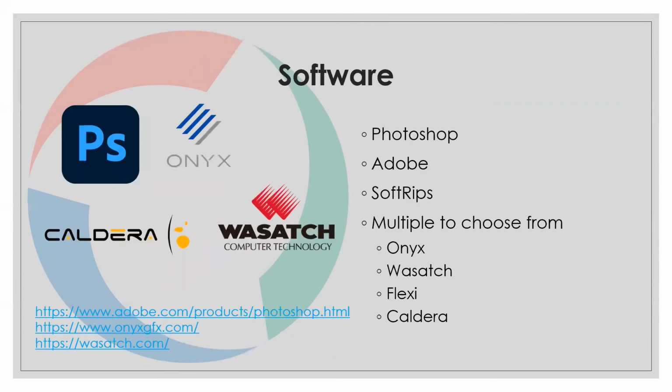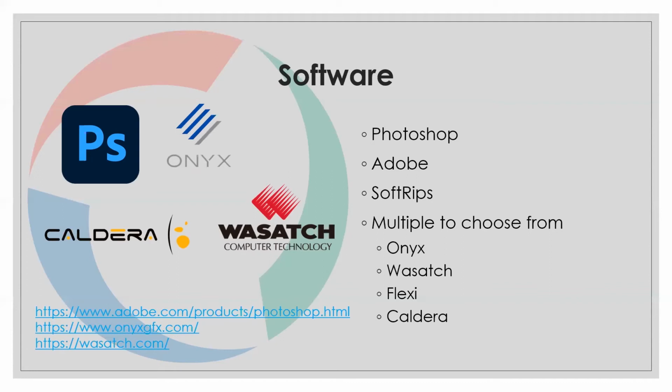And I just wanted to throw this up there. There's a few options. Photoshop is what a lot of folks use, and that's what I'm still using here today. Onyx, Caldera, Wasatch, all of them are soft RIPs that do the same thing. They're going to take those RGB values and convert them into a universal value that the printer can actually understand at the end of the day.